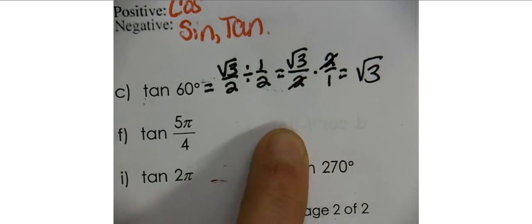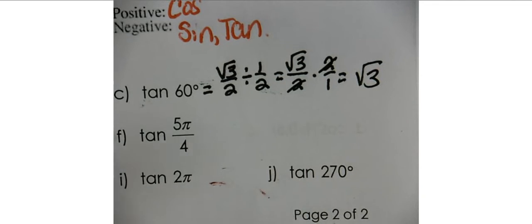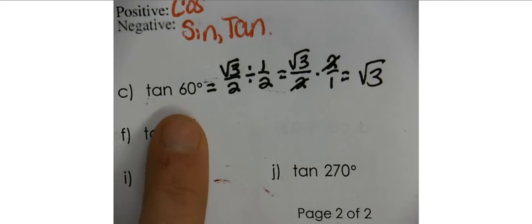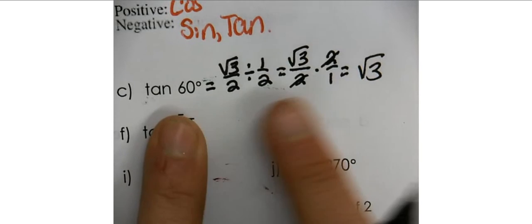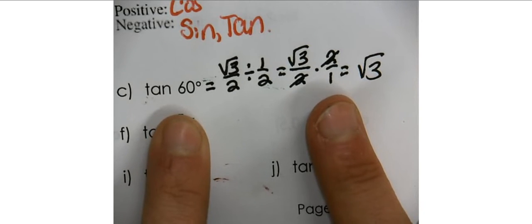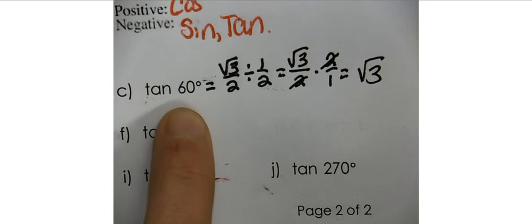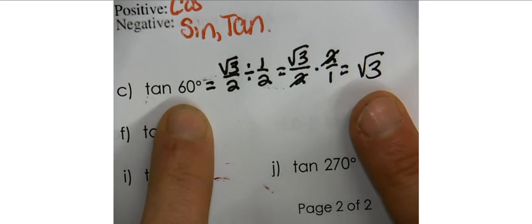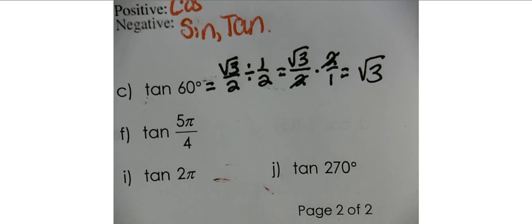But ladies and gentlemen, I would prefer you to just know that the tangent of 60 is the square root of 3. I don't want to see this work. It takes too much time, and I would prefer that you just know that the tangent of 60 is the square root of 3. That's something I want you to just know.